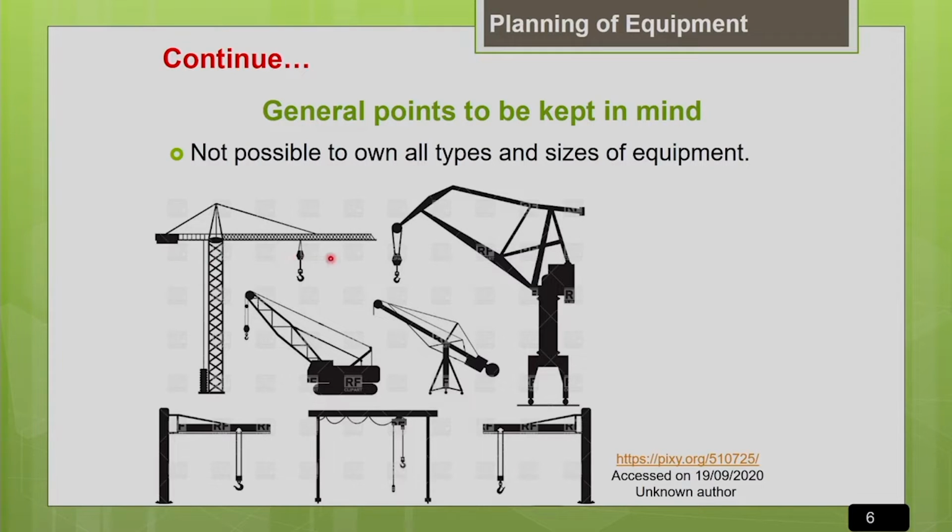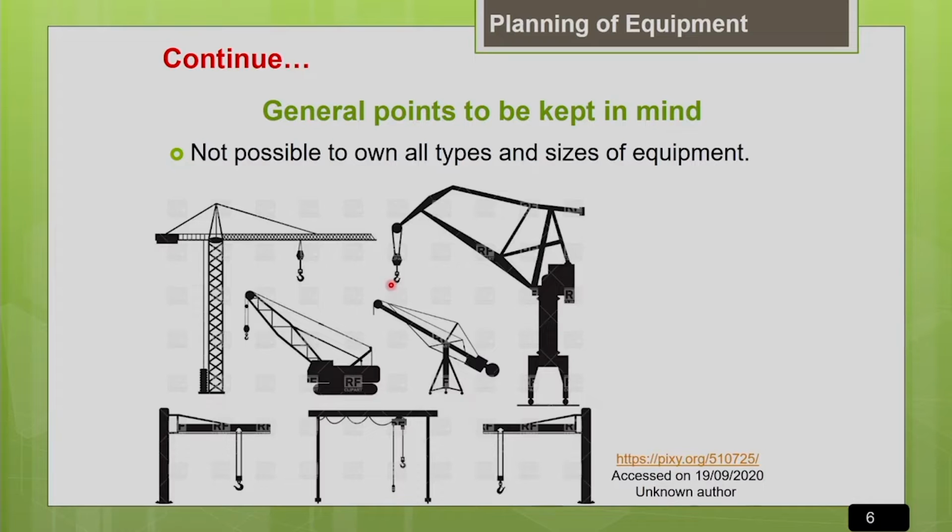So you can have a horizontal boom crane. You can have a luffing jib crane. You can change the angle of the boom, that is called a luffing jib crane, or you can have a telescopic boom crane. So different configurations are available with different capacities.